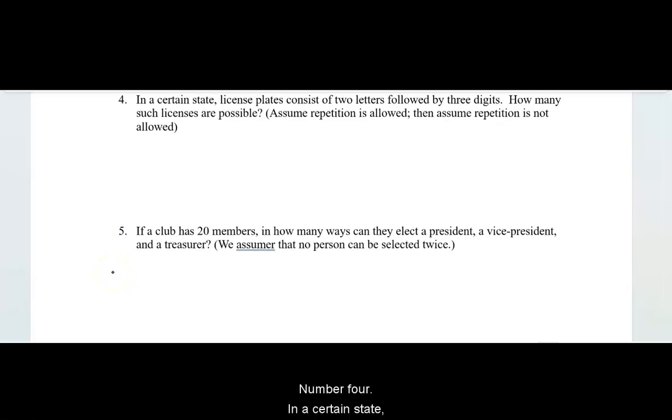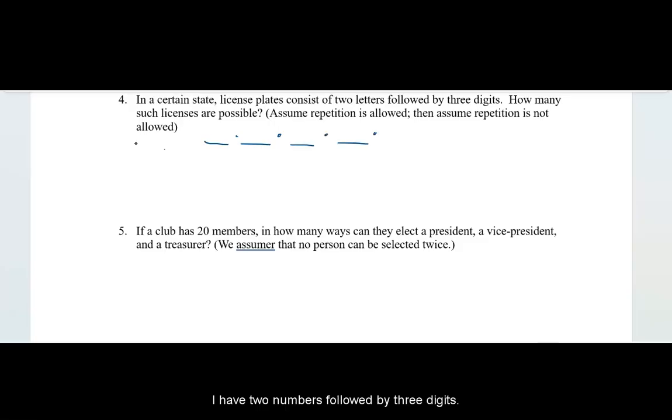Number 4, in a certain state, license plates consist of 2 letters followed by 3 digits. How many license plates are possible? Now, we're going to assume repetition is allowed, and then we'll assume repetition is not allowed, and I'll explain what that means. First, let me make my little dashes. This is just how I do it. I have 2 letters followed by 3 digits. So I'm going to make sure I have my slots ready to go. How many letters are in the alphabet? 26. So I have 26 possibilities in each of these 2.